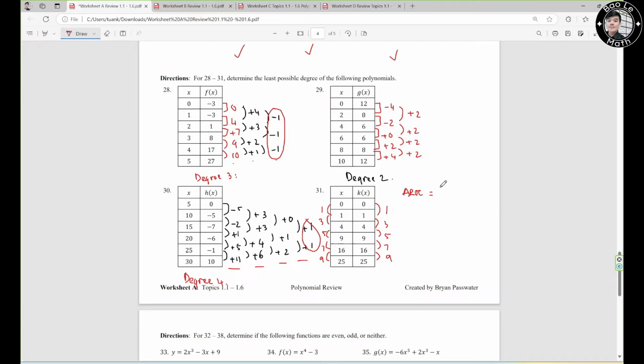So it can be 1 over 1. It's going to be 1. The second one, 3 over 3, it's going to be 1. The third one, 5 over 5, it's going to be 1. The next one, 7 over 7, it's going to be 1. And the last one, 9 over 9, it's going to be 1. So because the average rate of change is constant, the function is linear, right? So this is degree 1.